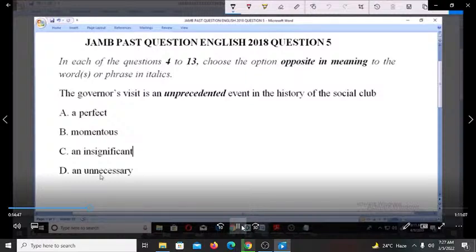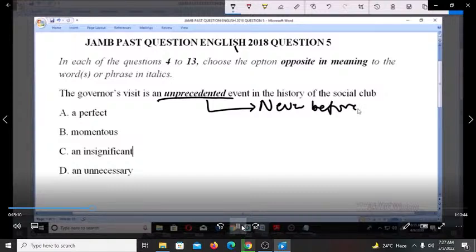Now, for us to know the word that is opposite in meaning to the word we are looking at, which is unprecedented, we need to look at the meanings of these words. So we start with the first one, which is unprecedented. What is the meaning of unprecedented? Unprecedented simply means never before seen.